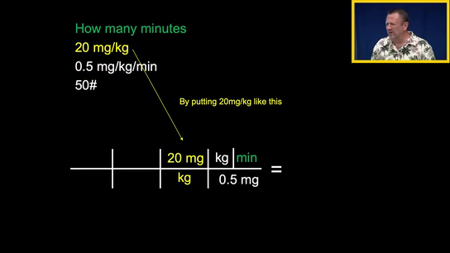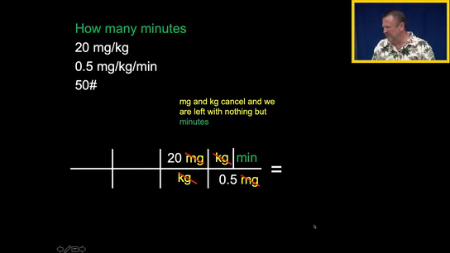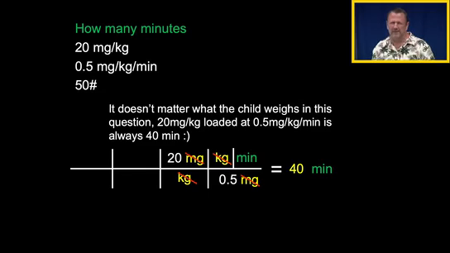Well, if we load 20 milligrams per kilogram, notice at this point my milligrams have canceled out and my kilograms have canceled out. And I'm left with nothing but 20 divided by 0.5, which is the same thing as multiplying by 2. We end up with 40 minutes. All right. So it doesn't matter how much the child weighs in this question. When we load their Dilantin at 25 milligrams per minute, which is the same thing as 0.5 milligram per kilogram per minute, if we're giving 20 milligrams per kilogram, it's always going to work out to 40 minutes. So the 50 pounds doesn't even enter into this equation.